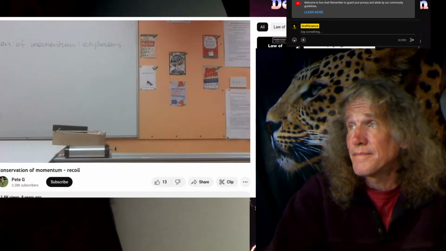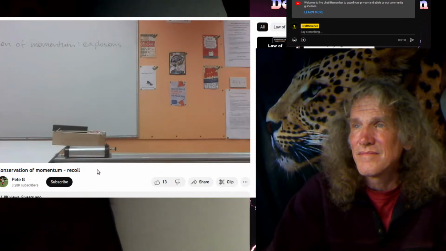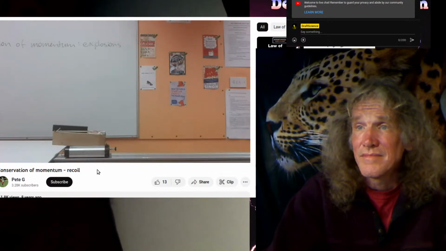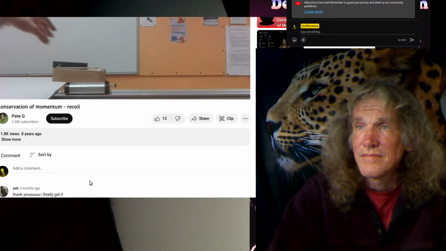Right, I thought I'd show you a quick demonstration I've just set up. I'm not sure if it's going to work or not, but the idea is to show an explosion and conservation of momentum during that explosion. Now, I haven't got anything set up to actually measure if momentum is conserved, but the idea is just to see this in principle.